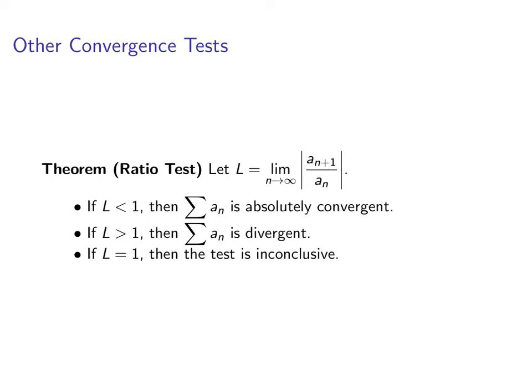If we get a limit that's less than 1, then the series is absolutely convergent. If we get something that's bigger than 1, the series is divergent. If we get L equals 1, the test is inconclusive. What that means is that it might be convergent, it might be divergent. The ratio test can't tell us.